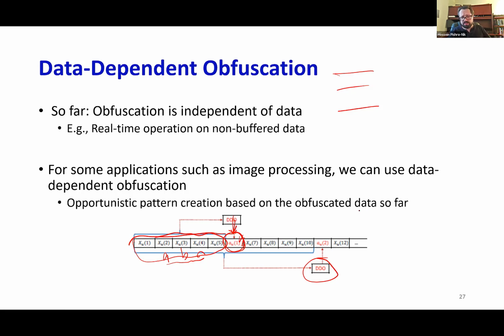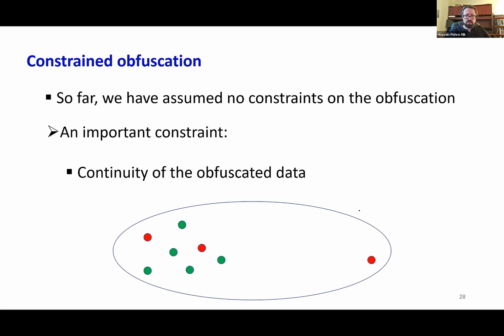Of course, the complexity is more than previous, and you are using your data, but for some applications, this is possible. So I'm not going to go into that direction, but for the rest of the talk, I want to talk about what I think is an interesting extension that we have been working on, and this is the constraint obfuscation. Right? So what do I mean by that?